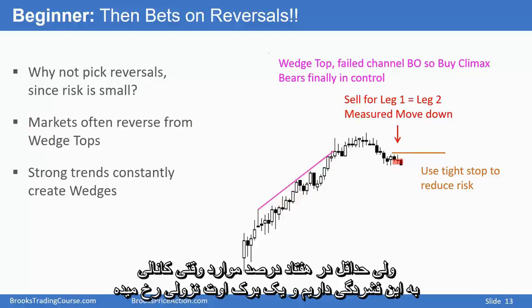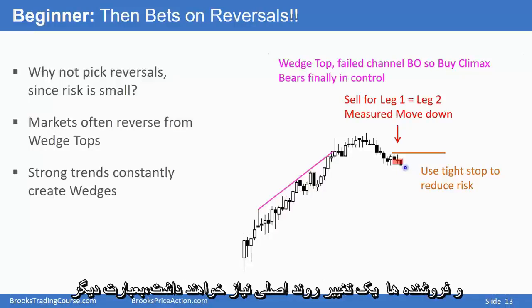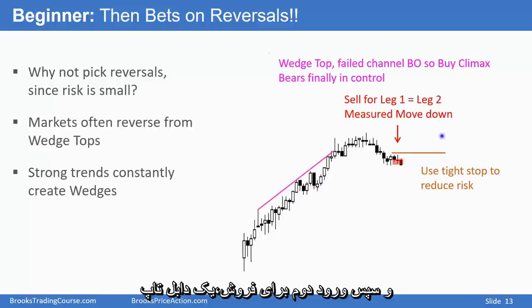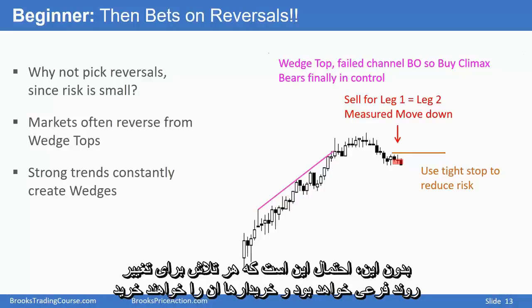But at least 70% of the time, when you have a channel this tight and you get a bear breakout, it's going to be a bear leg in a trading range, and the bears will need a major trend reversal. In other words, they'll need one more attempt to resume up, testing this high, and then a second entry short, double top. First reversal down, and then a rally and a second reversal down. And without that, chances are any reversal attempt is going to be minor, and the bulls will buy it.